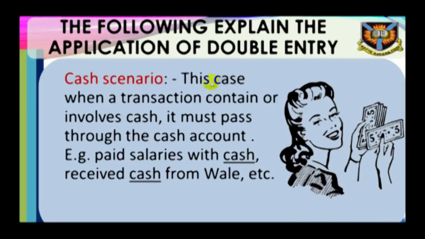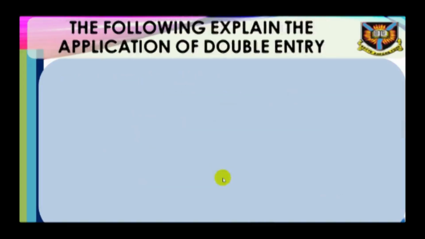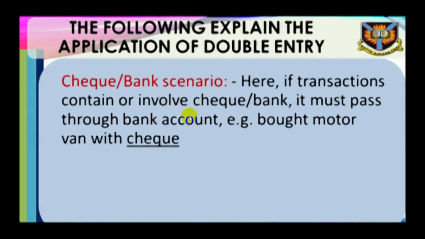Cash scenario. In this case, when a transaction contains or involves cash, it must pass through the cash account, e.g., paid salaries with cash, received cash from Wale, etc. Cheque and bank scenario. Here, if a transaction contains or involves a cheque, it must pass through the bank account, e.g., bought motor van with cheque.